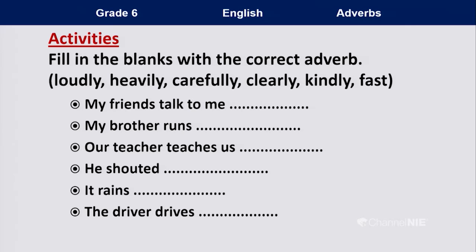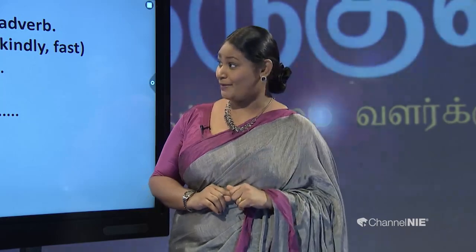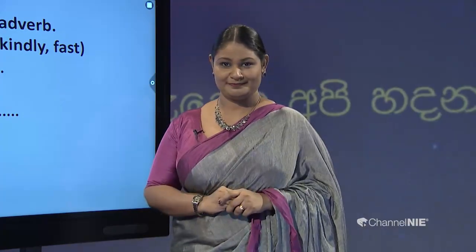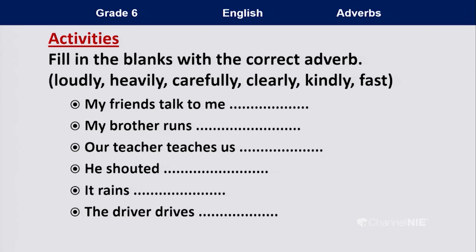Now, there is a small activity for y'all. A very small task. This is going to be very easy for them. Miss Maheshi, shall we read this for them? Of course, I'll read the words first. Loudly, heavily, carefully, clearly, kindly, and fast. All right, so you have to fill in these blanks with the correct adverb. You know what an adverb is now. Right, now I think our children have done the activity because, Miss Suchitra, the lesson was very clear to them and it's very easy to make the adverbs. That's right. But then shall we read this for them?